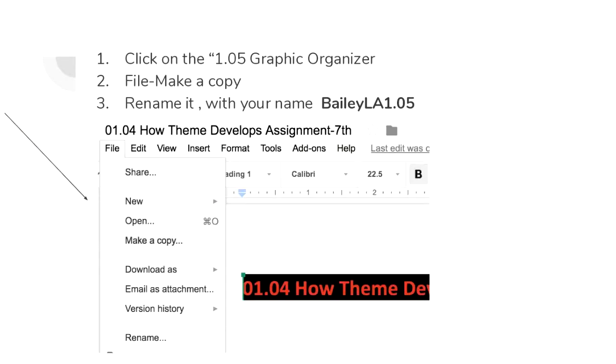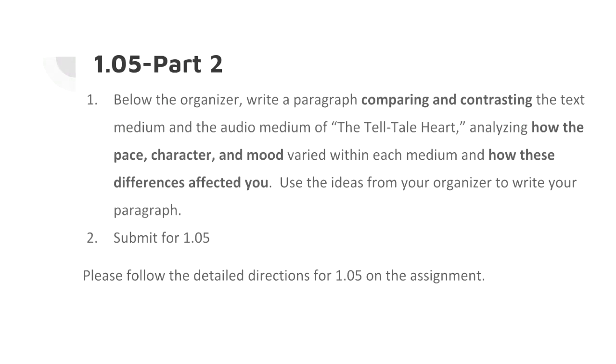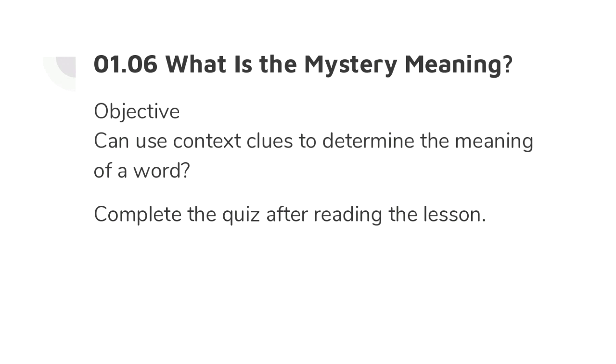Okay, we went over where to find it on the pace chart. We make a copy of it. These are just the directions again. 1.05 part 2. Notice that when you write that paragraph, just to reiterate it, there are certain words in bold, and those are the major parts that you want to make sure that you do in order to get that good grade on it. Pace, character, and mood for each medium, and how the differences affected you. So it's a compare and contrast paragraph. All right, so that's 1.05.